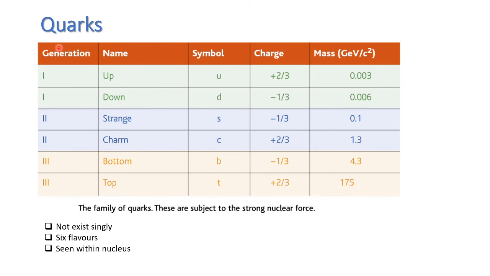Here also some features are there about the quarks. When we talk about quarks, they do not exist singly. There are 6 flavors. Not existing singly means not like leptons. They join with other quarks and exist together. We will come across that a little later. These are with the strong nuclear force, so they can be seen within the nucleus, in protons and neutrons.